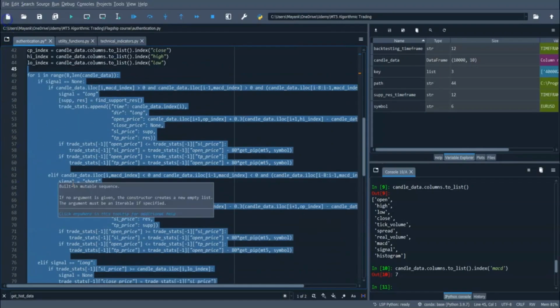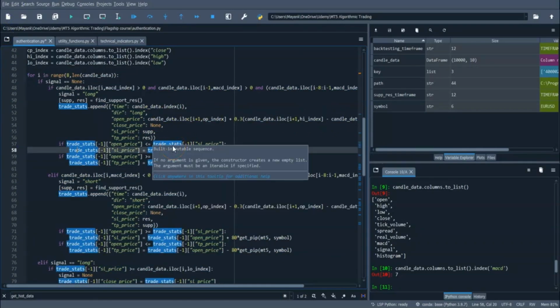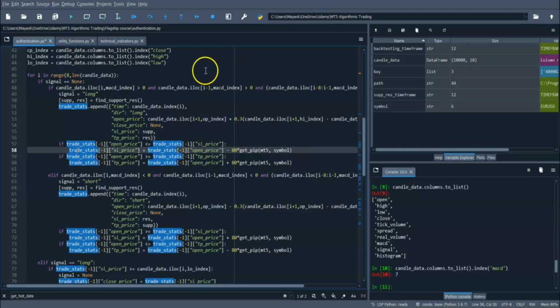This is it. All that we are doing is that we are going row by row. We are identifying whether a signal would have generated or not back in time. If the signal would have generated, we would store the relevant values, open price, close price, stop loss price, take profit price, etc. And we do that for the entire backtesting data.